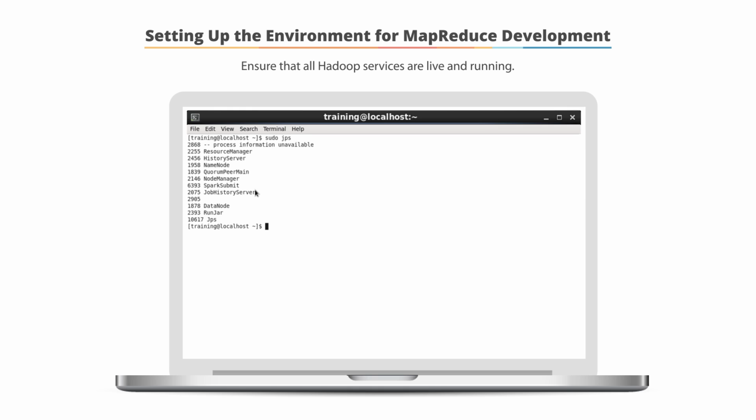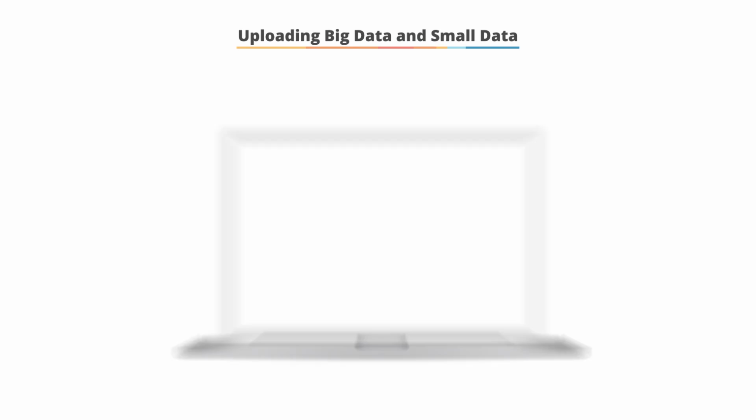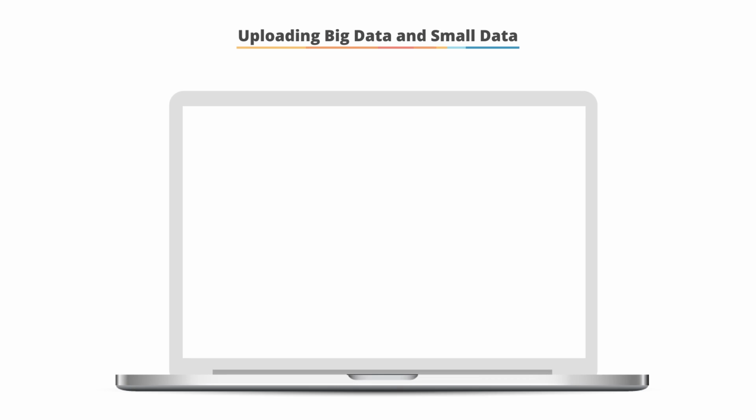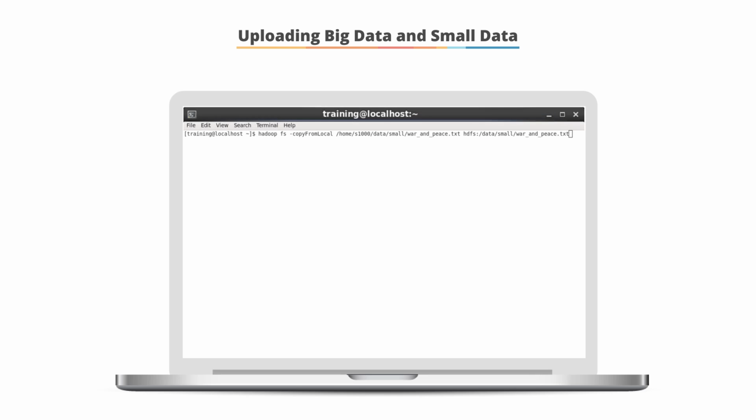Next, let's look at uploading big data and small data. The command to upload any data, big or small, from the local file system to HDFS is hadoop fs -copyFromLocal, and then the source file address and the destination file address.